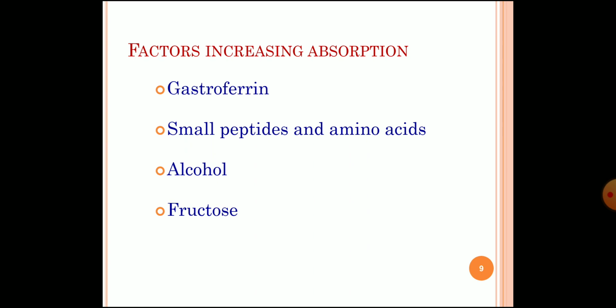Then there are other factors like the gastroferrin hormone in the intestinal part, then small peptides and amino acids, alcohol and fructose. All these things will increase the iron absorption.